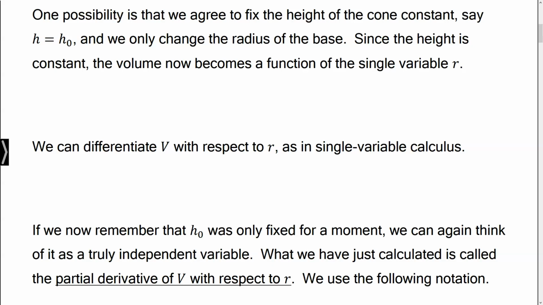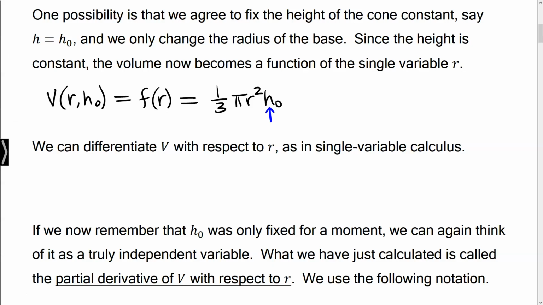So the way we could do this is write V of (r, h naught) is equal to f of r, which is equal to 1/3 pi r squared h naught. Remember here that this h naught is a constant. It's just a number. Now, we don't know exactly what number that is, but it's still just a constant. You can think of it almost like a parameter. Okay, so we've got a function of one variable.